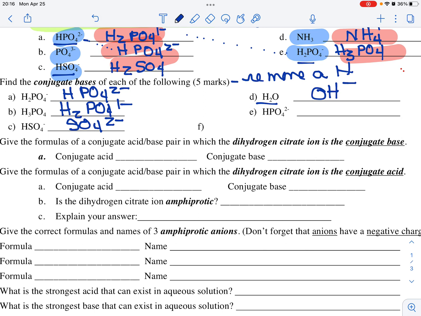Next, we are going to give the formulas of a conjugate acid-base pair in which dihydrogen citrate is the conjugate base. Dihydrogen citrate is the conjugate base. So I'm going to tell you that dihydrogen citrate, whoopsie, writing in the wrong spot.